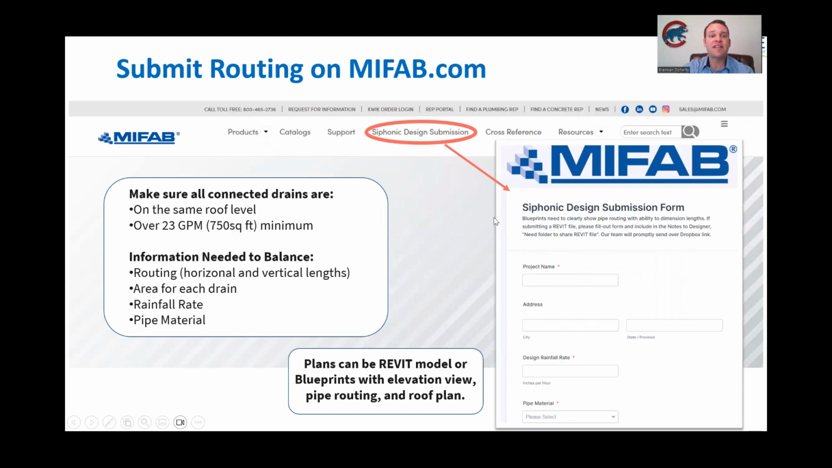If you do have a design, there are 2 things we need to make sure we're aware of. All the drains connected are on the same roof level, and we're hitting that 750 square foot minimum. What we need on our end is to understand the routing, both vertical as well as horizontal. And then our team will take it and prepare a model for you. It'll have the install blueprints as well, so that the engineer can go ahead and throw it right in a set, and that contractor can see exactly what has to be installed.